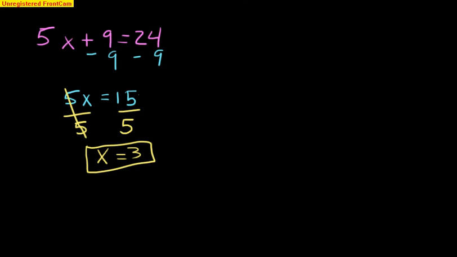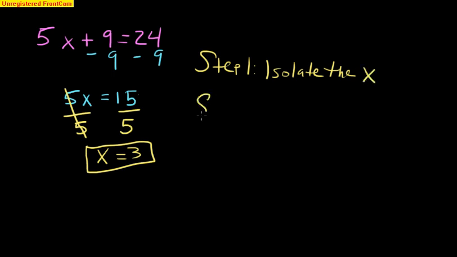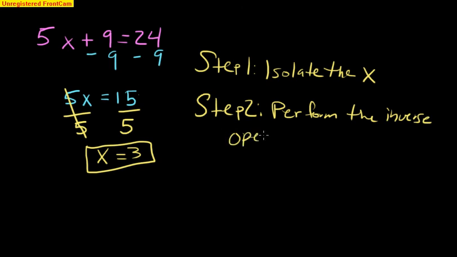One last time. There are 2 steps to solving a 2-step equation. The first step, step 1, is to isolate the x, or the variable in other words. Step 2 is to perform the inverse operation on x.